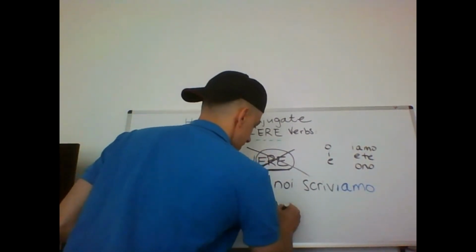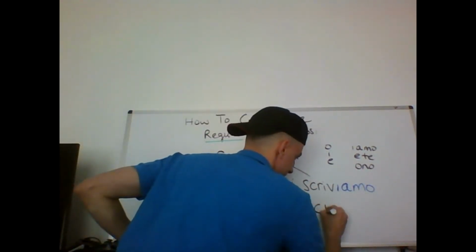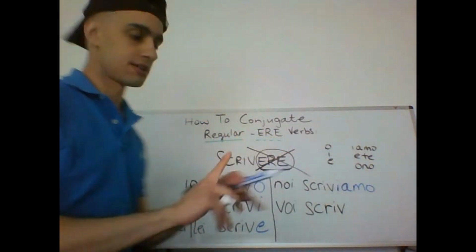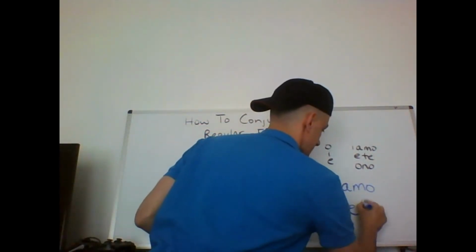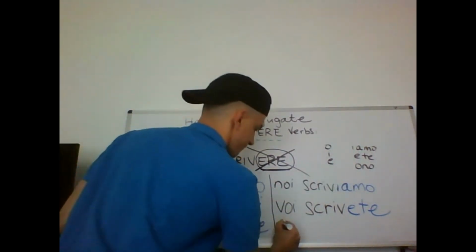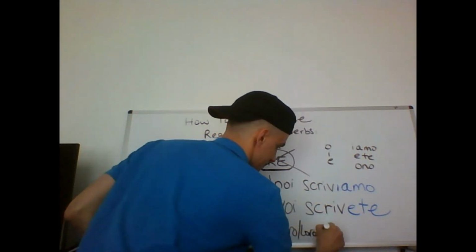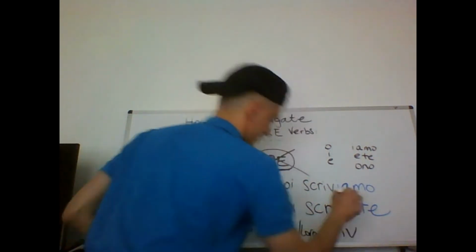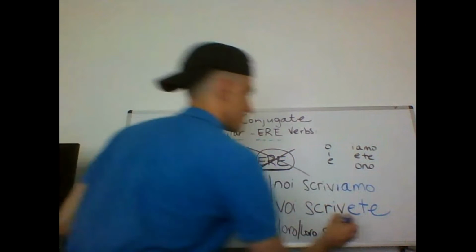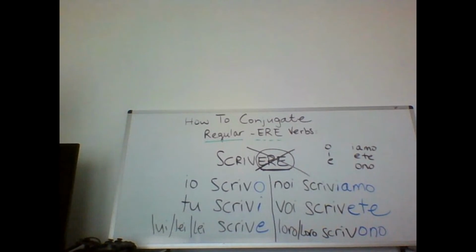Voi, you all write. I need my base. Then what do I add? I just attach this. That's it. And last but not least, loro, loro. Put my little base there. And I just add the ending. Boom. All done.